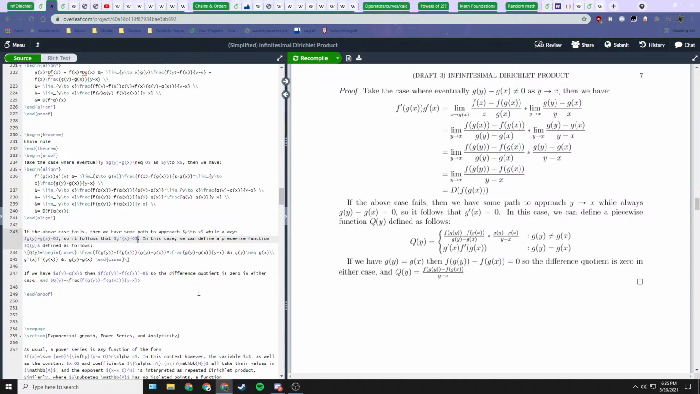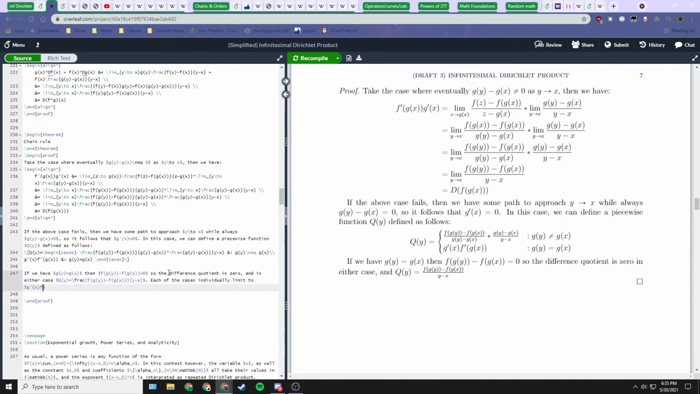G prime is 0. So by splitting, each of the cases individually limit to our g prime of x, f prime of g of x, proving the limit.